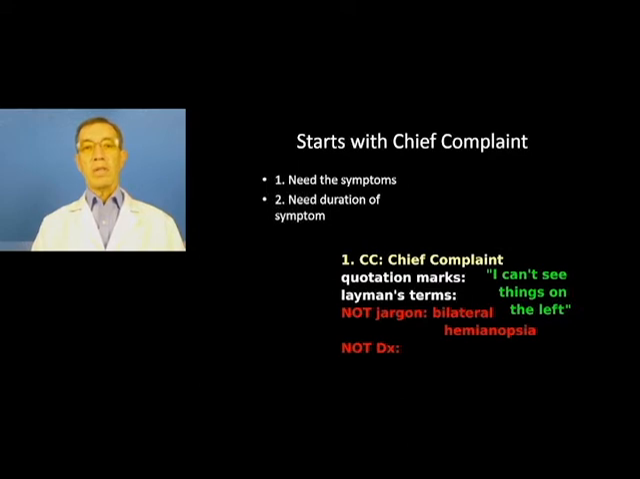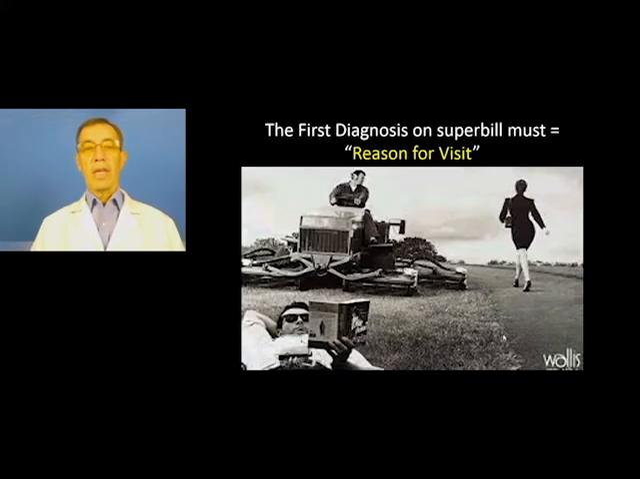So it starts with the chief complaint. You need to have the symptoms and you need to have the durations in the chief complaint. And they really should be in the patient's own words, such as, I can't see things on the left, as opposed to medical jargon like bilateral hemianopsia. So use the patient's words if you can. And then when you get to the super bill, the first diagnosis must be the reason for the visit.